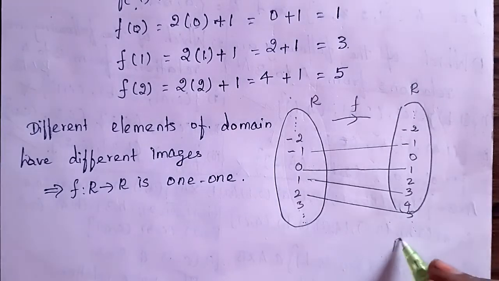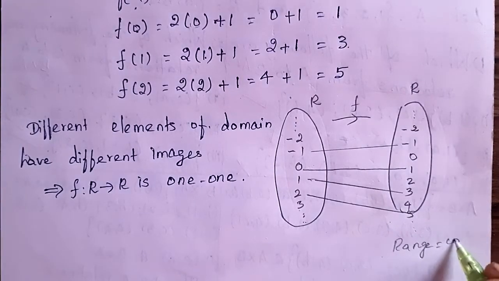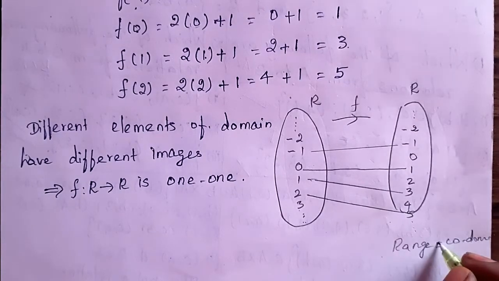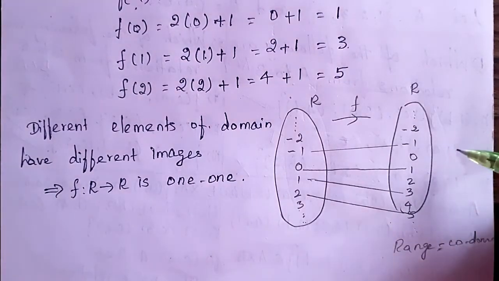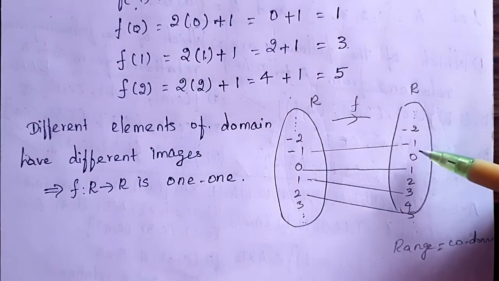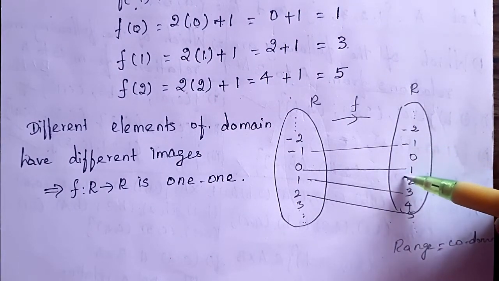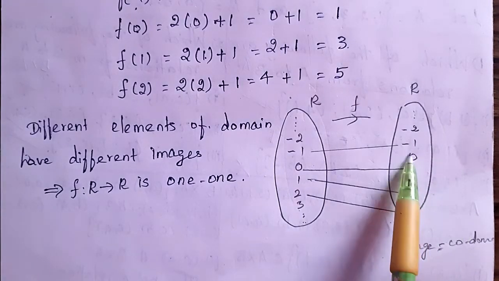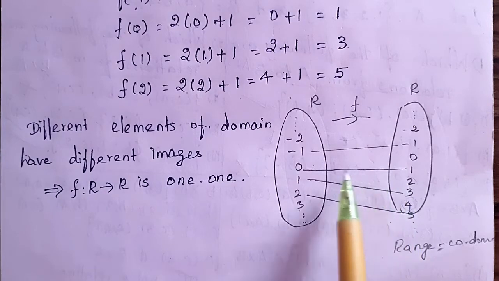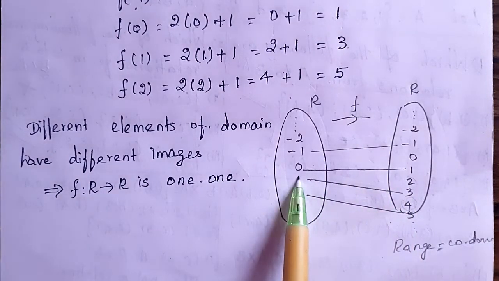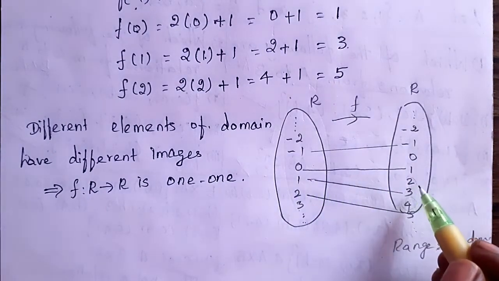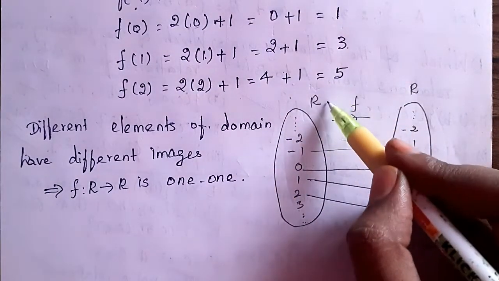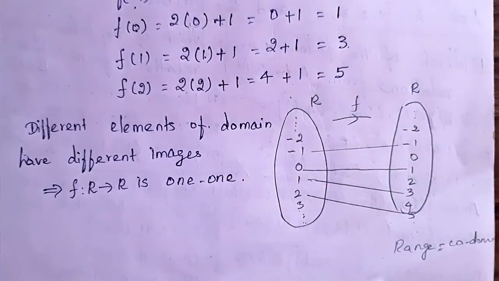Onto means range should be equal to codomain. That is the onto formula. But look at this. When you see these 0, 3, 4, you may think these numbers don't have pre-image. Already I told you, R means all, it contains all numbers, including decimal values.